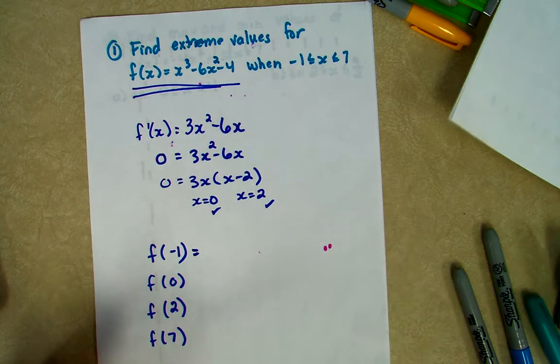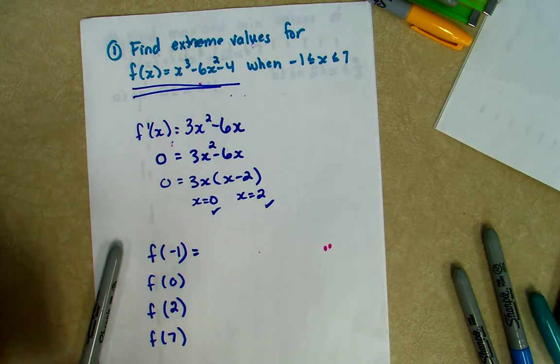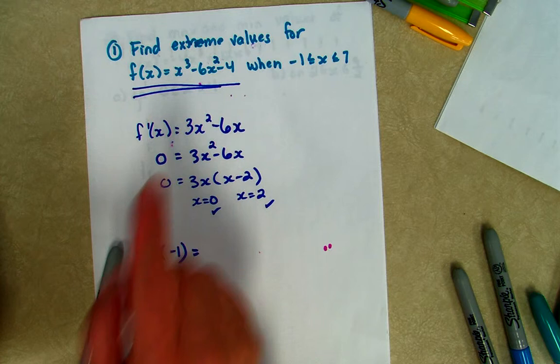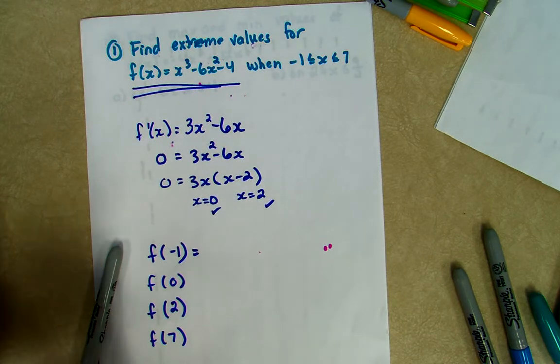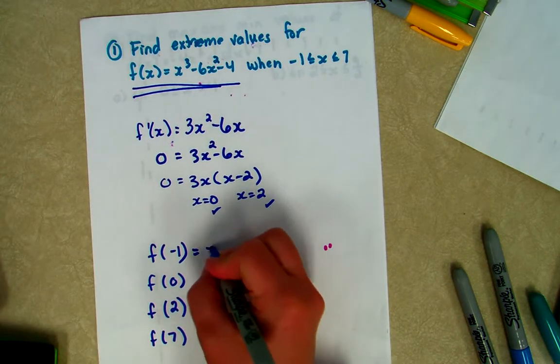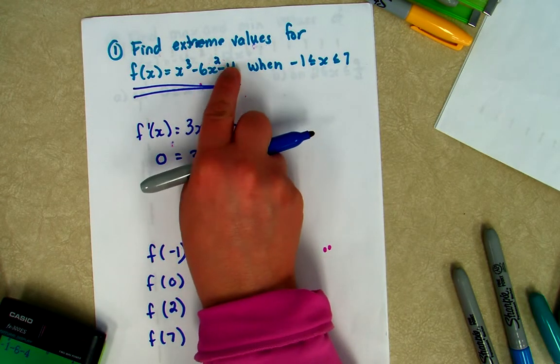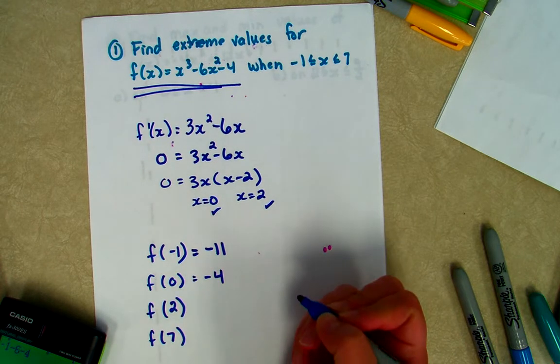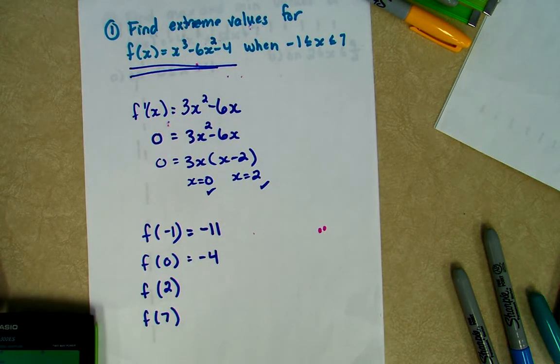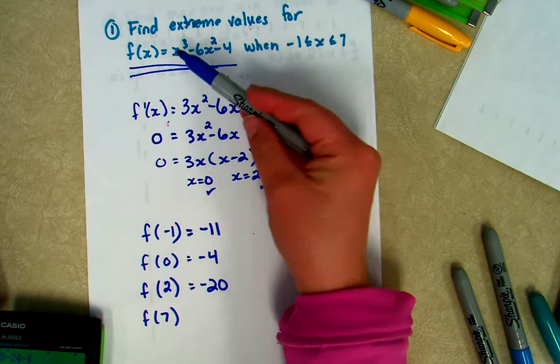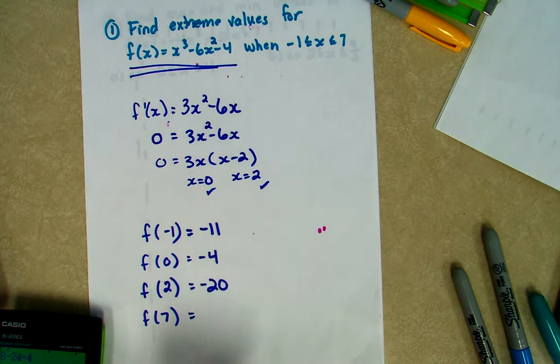So f at negative 1, I'm just going to do negative 1 cubed, which is going to be negative 1, minus 6 times negative 1 squared, minus 4. So that's going to give me negative 11. f at 0 is going to give me 0 cubed, minus 6 times 0, minus 4, which is going to give me negative 4. f at 2 is going to give me 2 cubed, which is 8, minus 6 times 2 squared, minus 4, gives me negative 20. So 8 minus 24 minus 4, yep. And f at 7 is going to give me 7 cubed minus 6 times 7 squared minus 4.